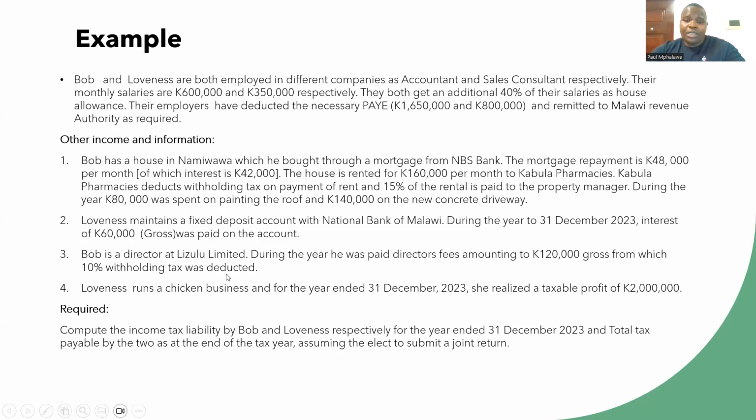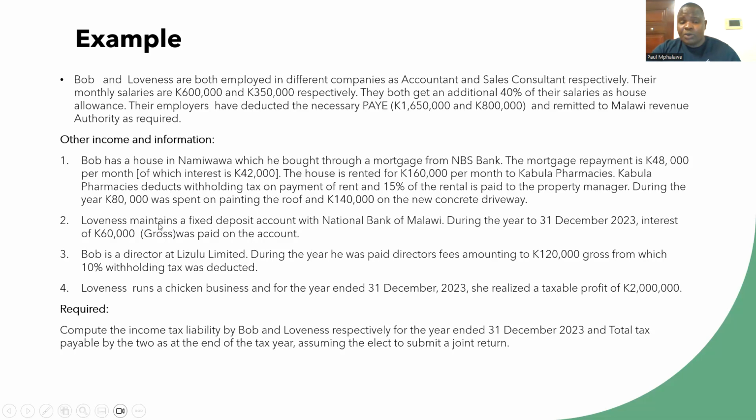and the 140,000 spent on the new concrete driveway is not revenue expenditure, that becomes a capital expenditure, by principle. So the allowable expense for tax purposes is only 80,000. Okay, Loveness maintains a fixed deposit account with National Bank of Malawi during the year to 31st December 2023. Interest of 60,000 kwacha at gross was paid to the account.